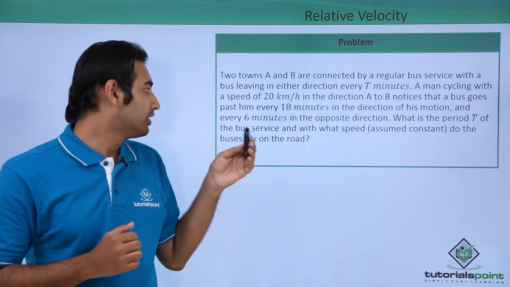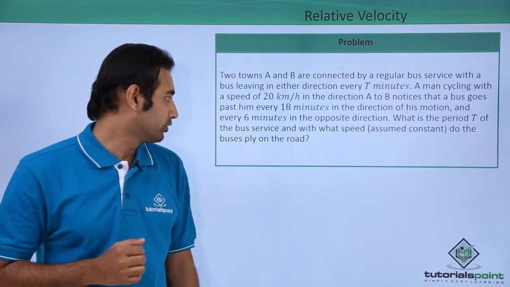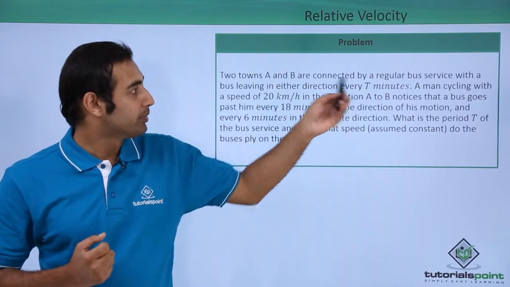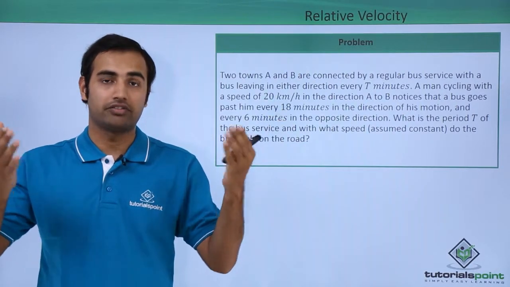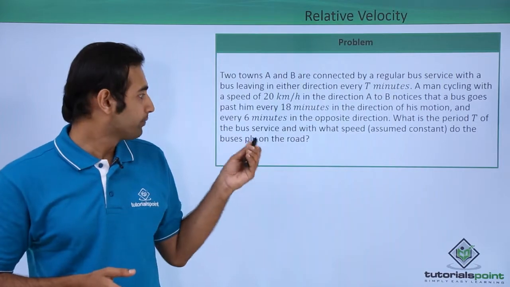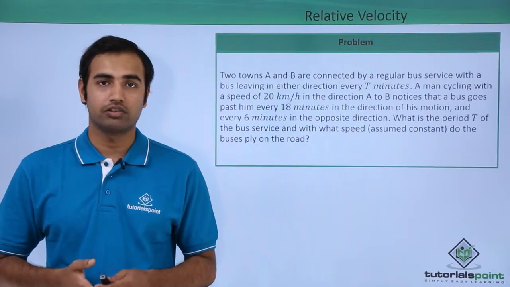Now, what is the period t of the bus service and with what speed, assumed constant, do the buses ply on the road? So we are supposed to calculate two things. First is the period t at which every bus leaves from their respective starting points, and what is the velocity of buses on the road, the speed of the buses on the road. Now let's start solving the problem.